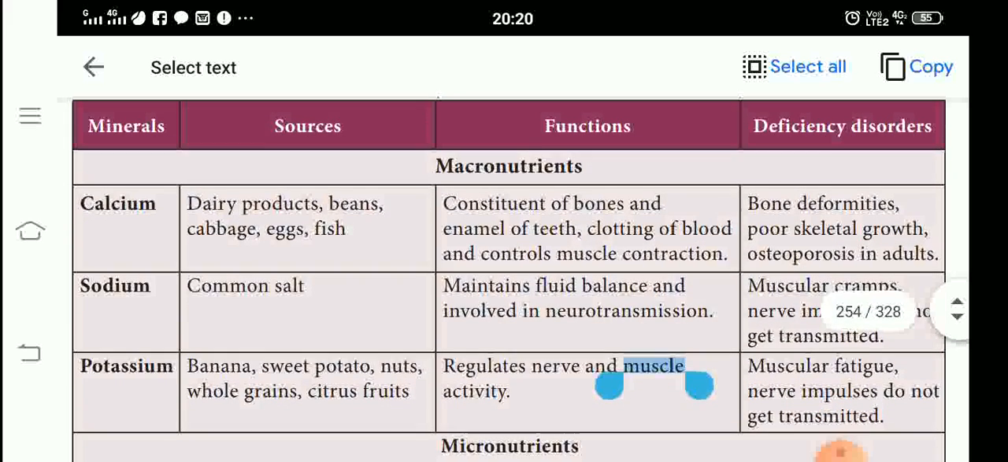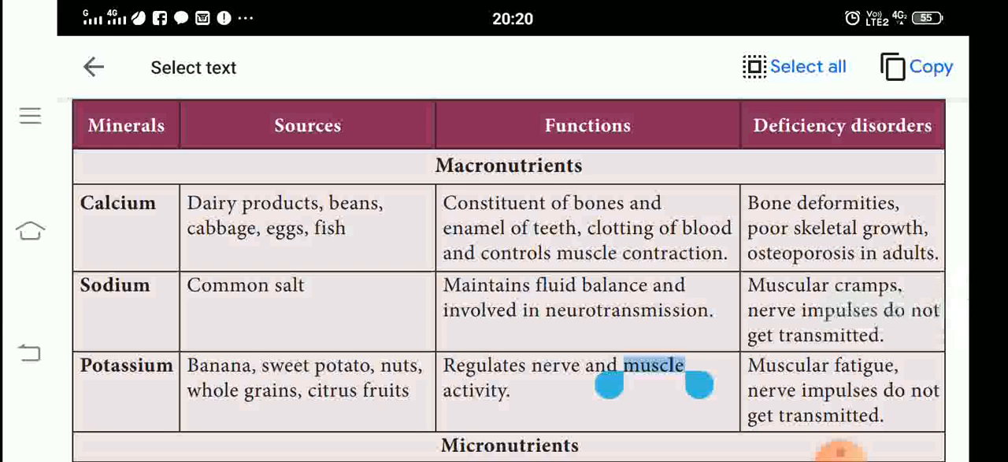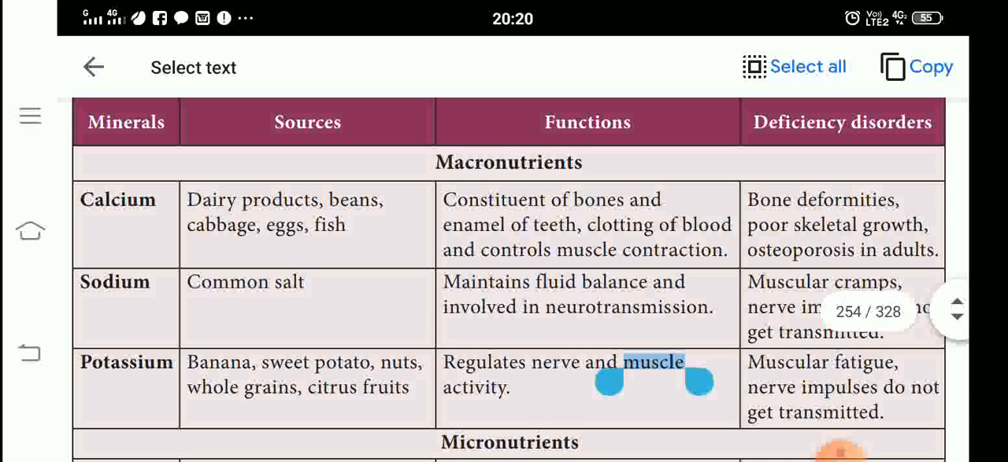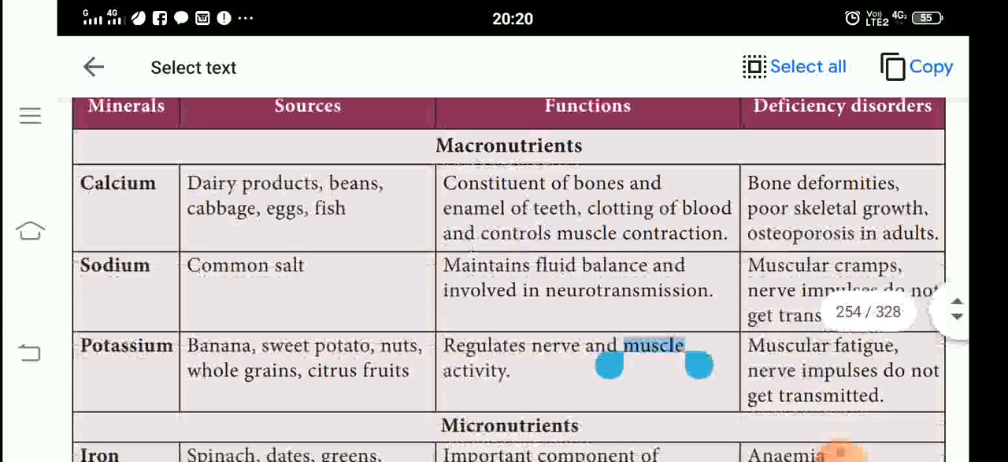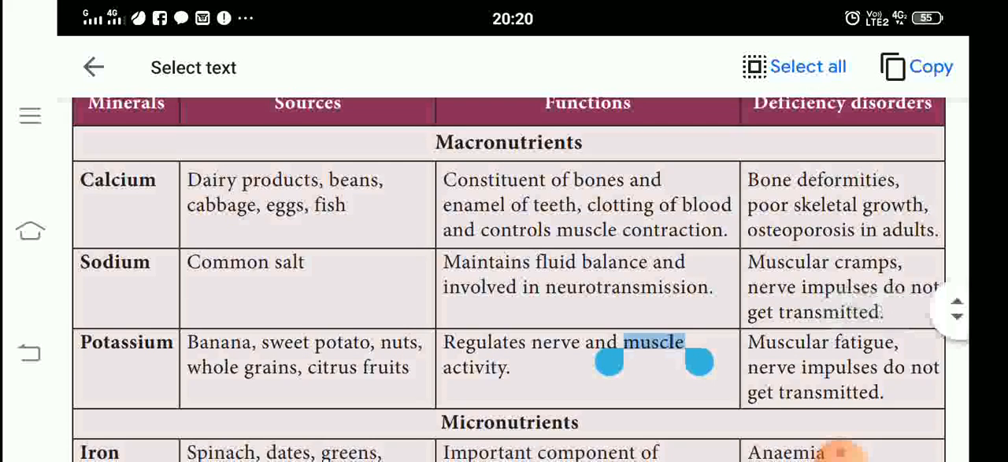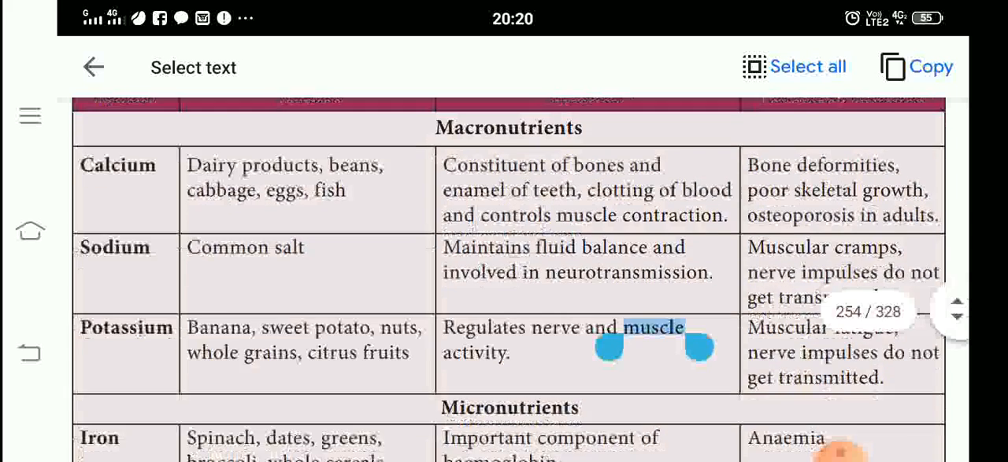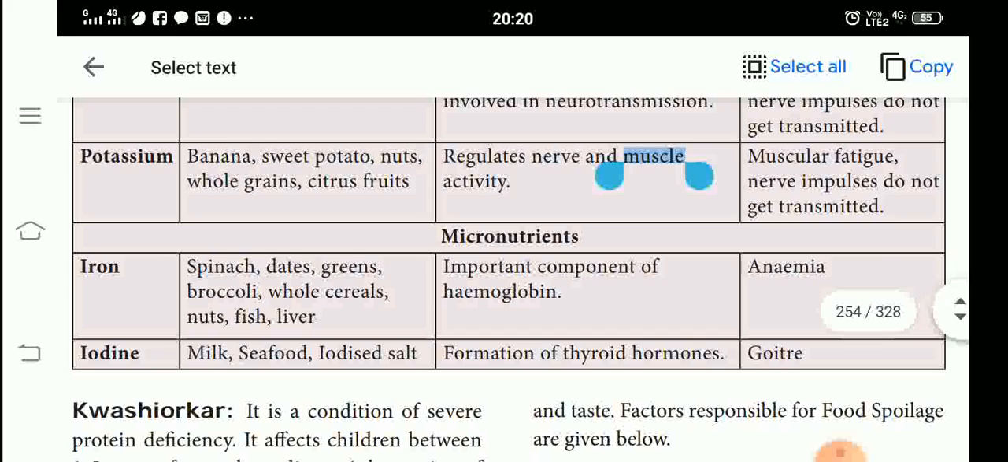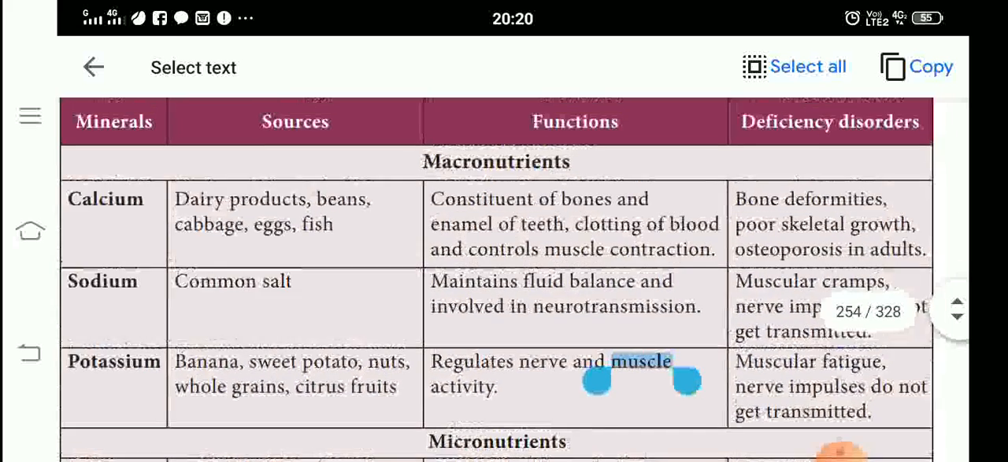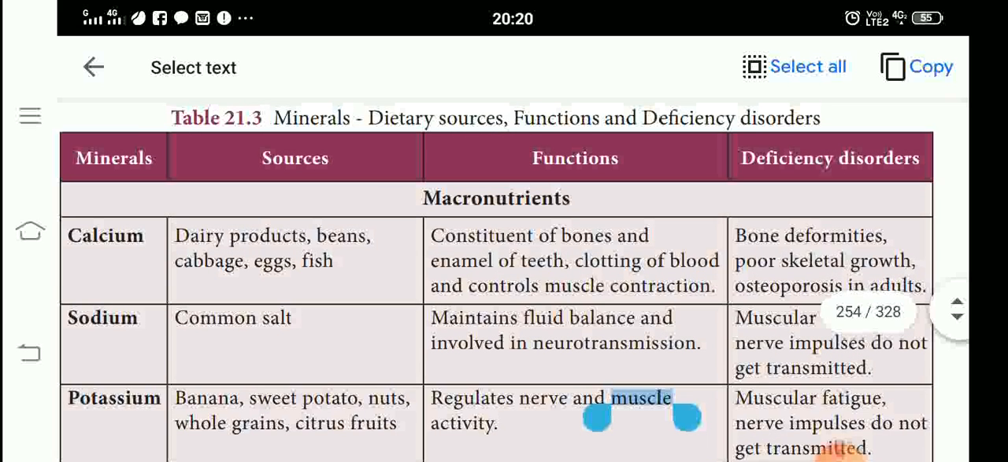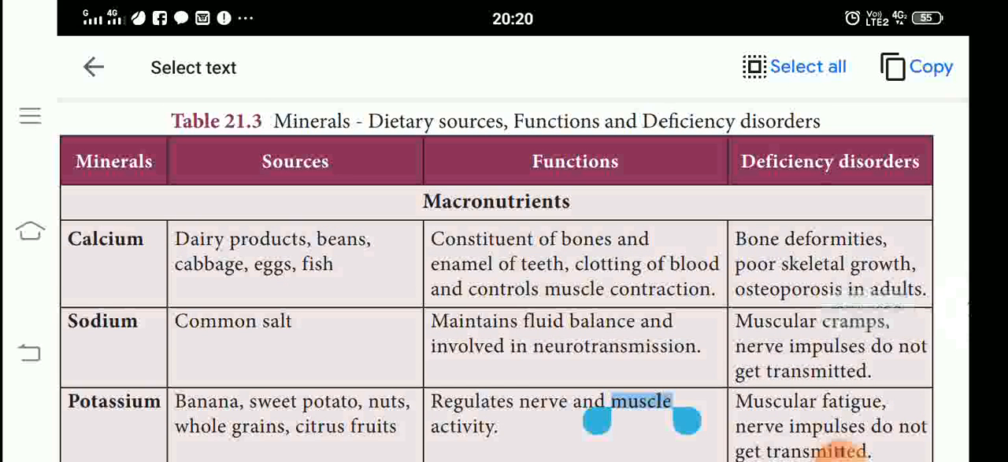First we are going to see the macro minerals and micro minerals. First we are going to see three macro minerals, that is calcium, sodium and potassium. Then we are going to see two micro minerals, that is iron and iodine. First we are going to see the major mineral, that is the macronutrient, calcium.